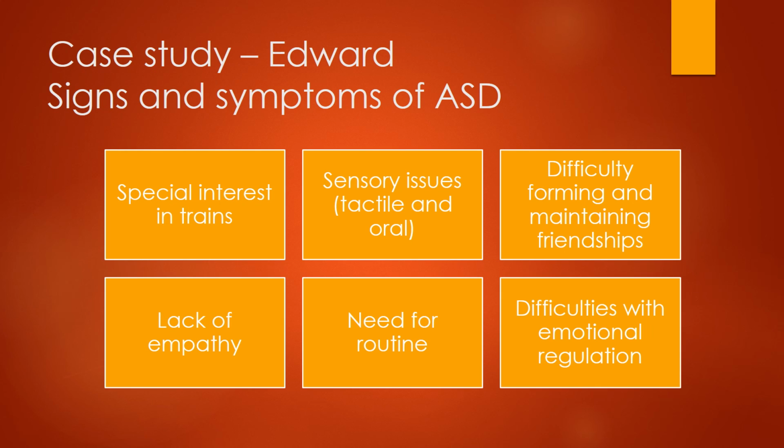So, to answer the first question, what are some of the signs and symptoms of ASD you might have identified? Some things you may have picked up on would have been his special interest in trains, some sensory issues around touch and taste, having difficulties with friendships, lacking empathy, needing routine, and having difficulty regulating his emotions. Of course, there are others too.